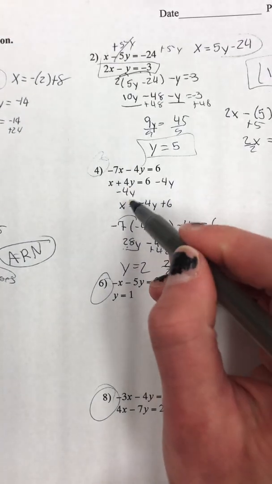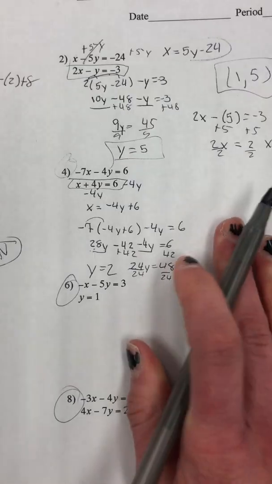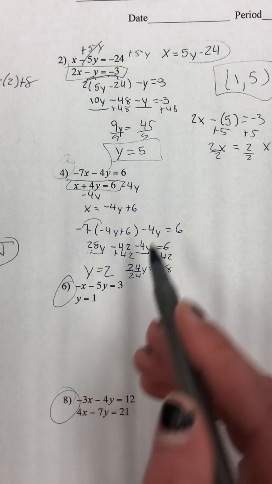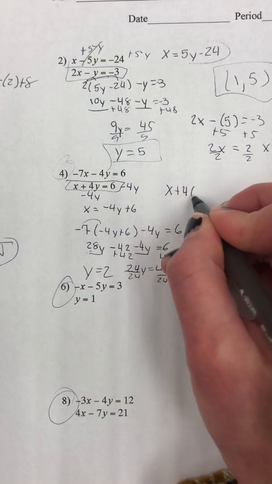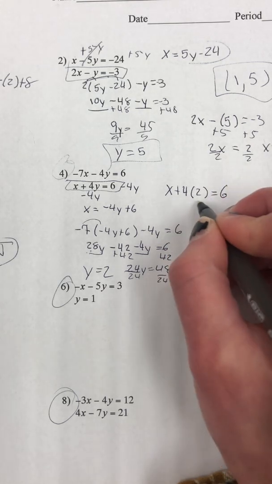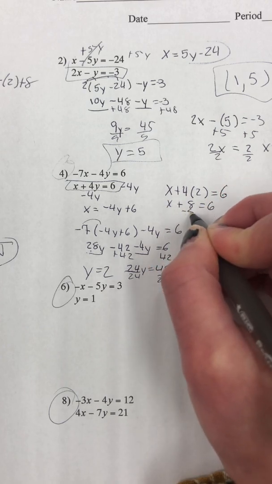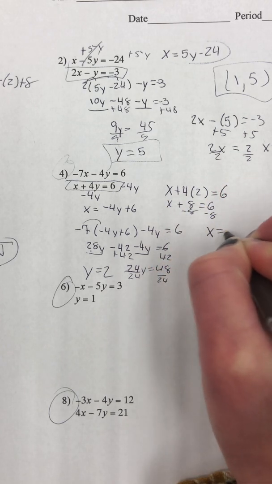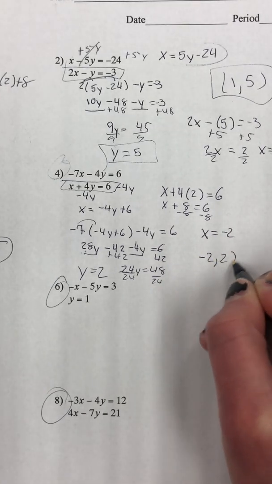I'm going to plug it into either of these equations, probably the bottom one because it looks like it's the easiest. I'm going to plug in 2 for y and solve for x. X plus 4 times 2 equals 6. Well, 4 times 2 is 8. We're going to subtract 8. X has to equal negative 2. So our point is going to be negative 2, 2.